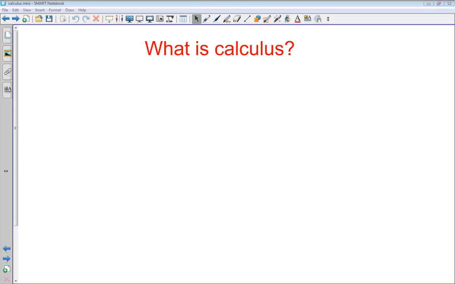So before we get into the calculus lessons proper, let's just start with this general question here. What is calculus? Now, if you're the kind of person who likes to take notes, you don't really need to take notes on this, but we're just going to discuss in general what we are going to be looking at over the next couple of months.